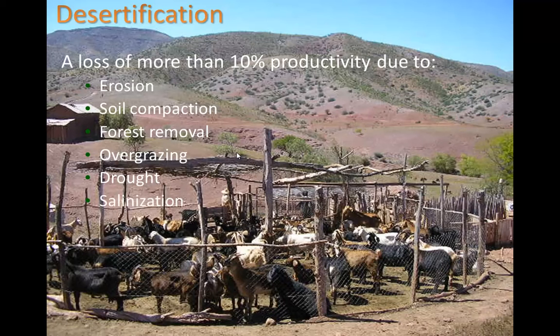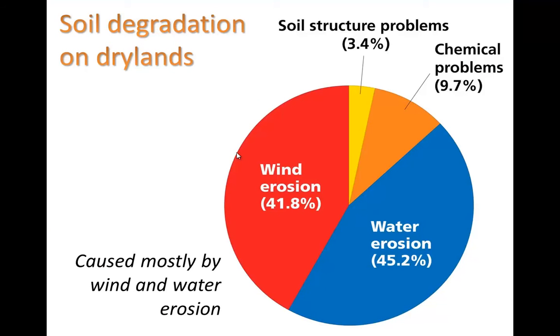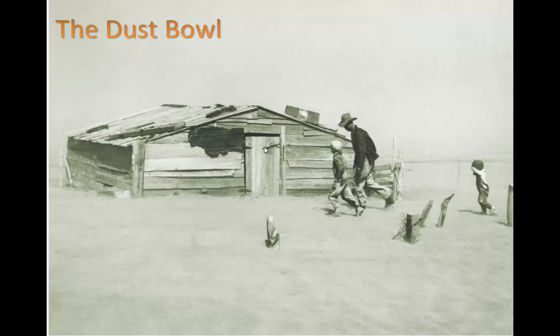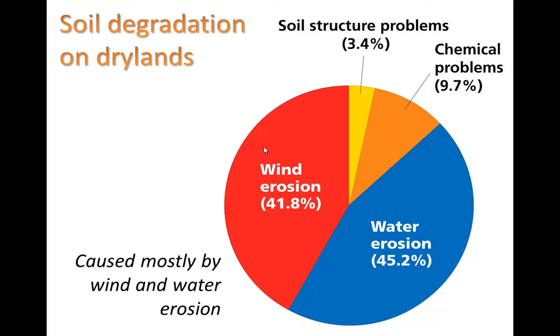Salinization of soil, which means there's too much salty minerals on the soil. And climate change. And also depletion of water resources, etc. So this can all happen. It can all affect the quality of the soil. So on dry lands, most of soil degradation is caused by two things: wind erosion and water erosion. There's also to some degree chemical problems where the soil gets contaminated with chemicals, and there could be soil structure problems, things like compaction of the soil.